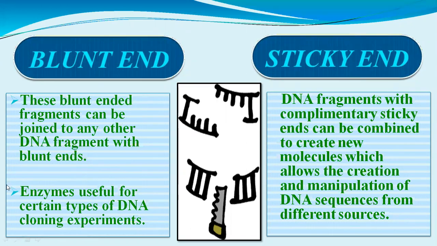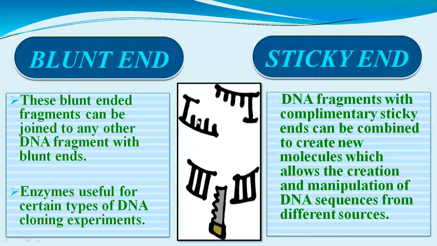Okay? So blunt ends produced by restriction enzymes are useful when we are cloning DNA. Cloning is nothing but putting the gene of interest or DNA of interest into another DNA and making sure that it produces or doubles the copies of the DNA that you have inserted into the other DNA. Okay? So sticky ends are DNA fragments with complementary sticky ends.